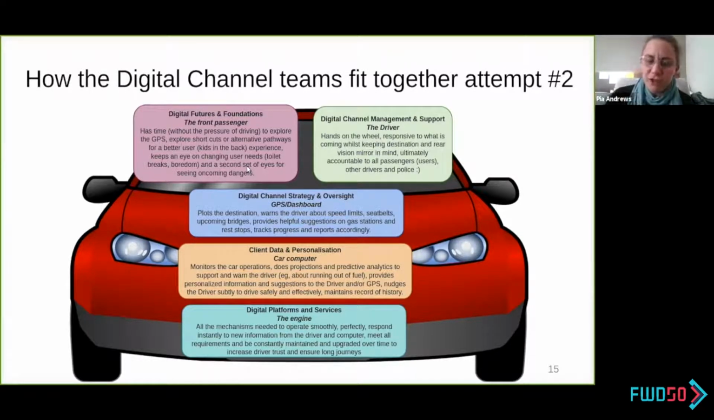The digital channel strategy is more like the dashboard, keeping us on track. The client data is like the car computer, monitoring everything that's coming in, warning, personalized information to the driver, feeding into the GPS. And then, of course, platforms and services are the engine. If platforms are doing their job, then no one even knows what they're doing because it's so smoothly run, has full confidence, and is just operating beautifully.